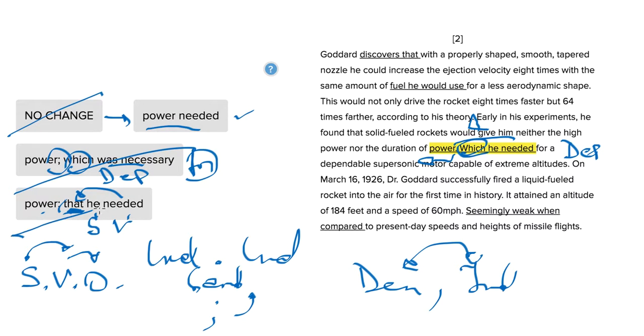That's not what was meant, and it's not in the order that we usually want. We've got an OSV here. So that makes B the best answer choice.